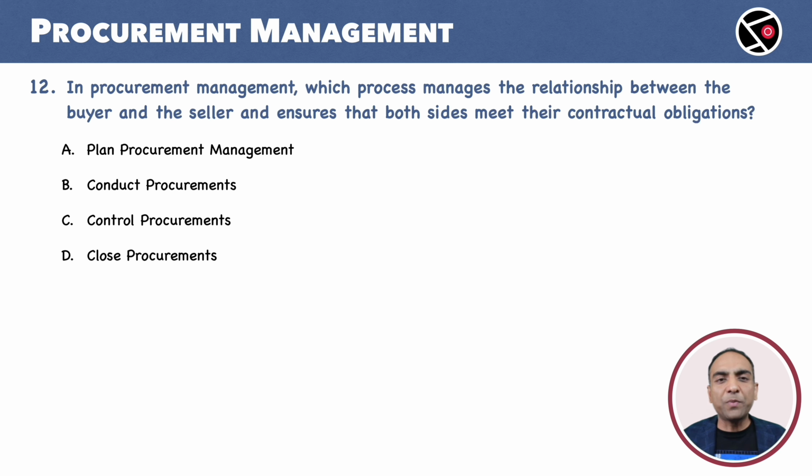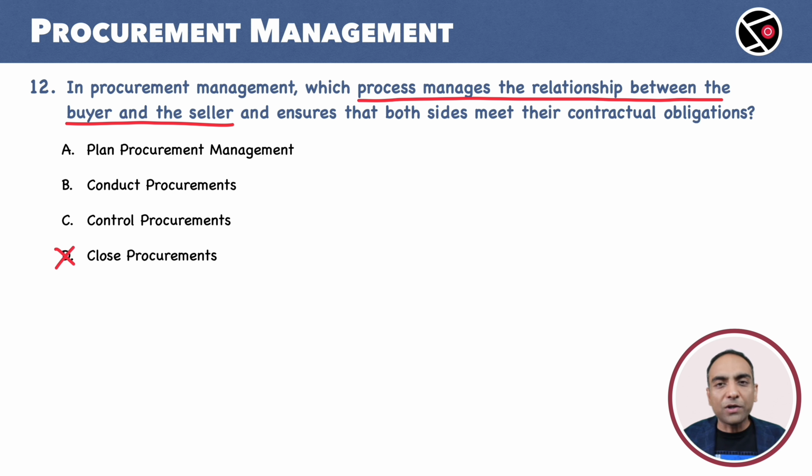In procurement management, which process manages the relationship between the buyer and the seller and ensures that both sides meet their contractual obligations? We have to identify the process that is used for relationship management. Relationship between the buyer and the seller. We can start by dropping D.